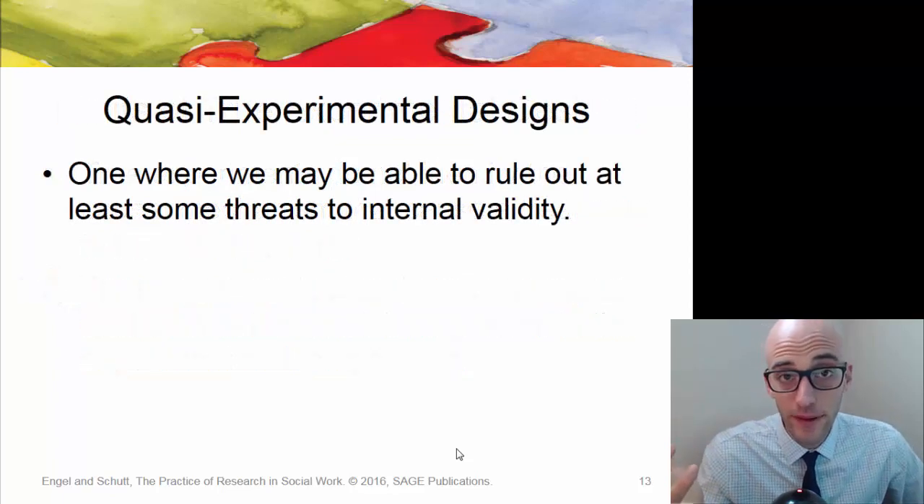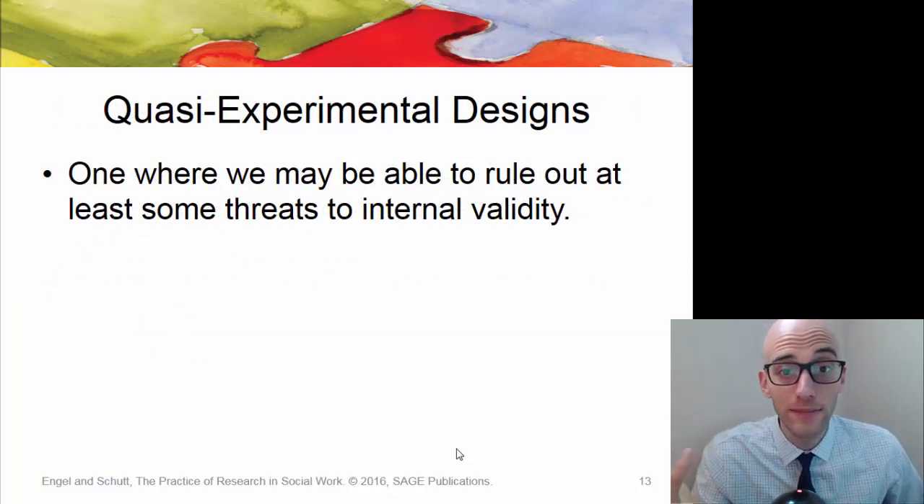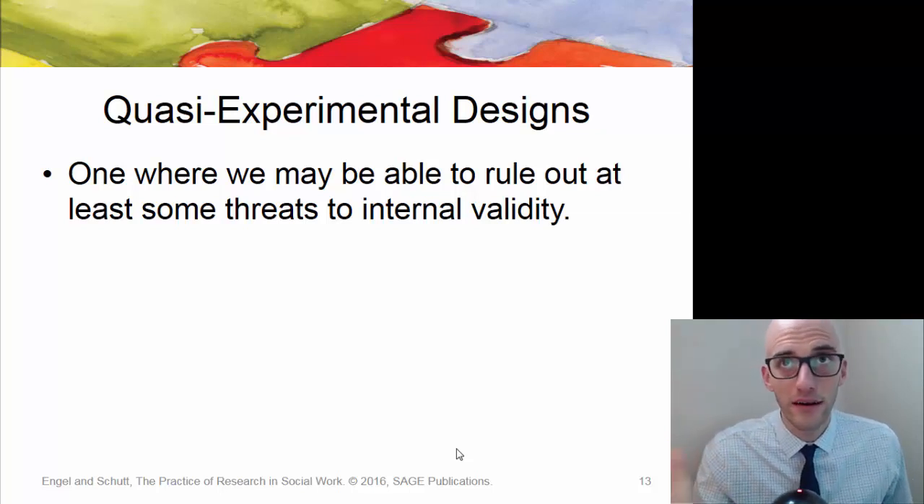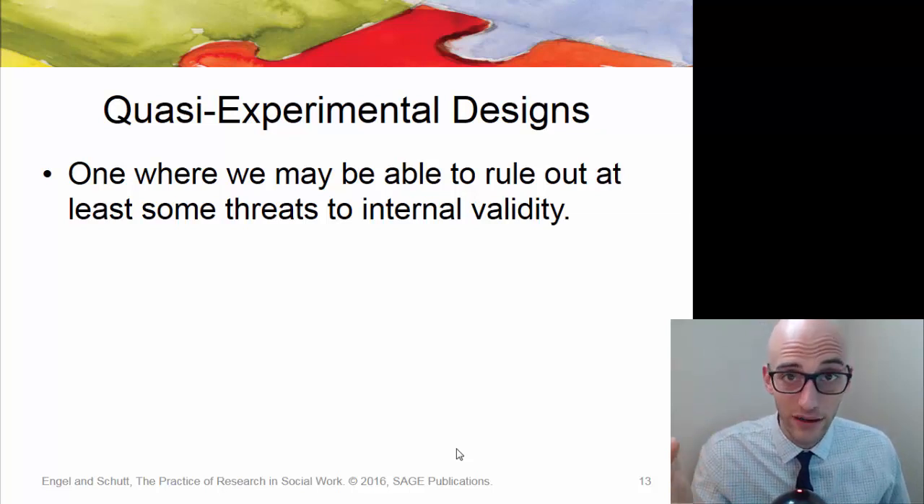So to compare a true experiment to a quasi-experiment, a quasi-experiment is one where we may be able to rule out some of the threats to internal validity, but there's no random assignment in a quasi-experiment. So this is that balance between internal and external validity. Quasi-experimental designs often have more external validity, but less internal validity.